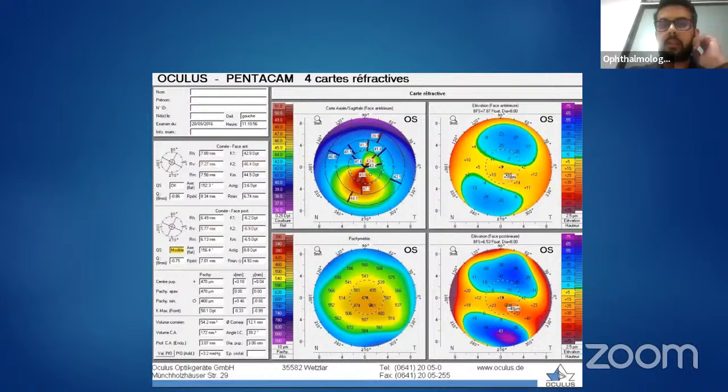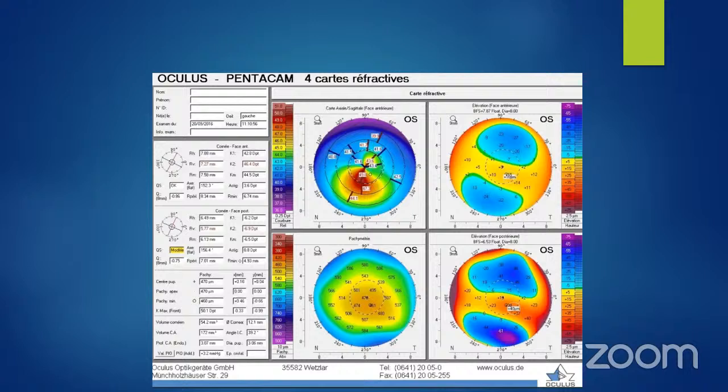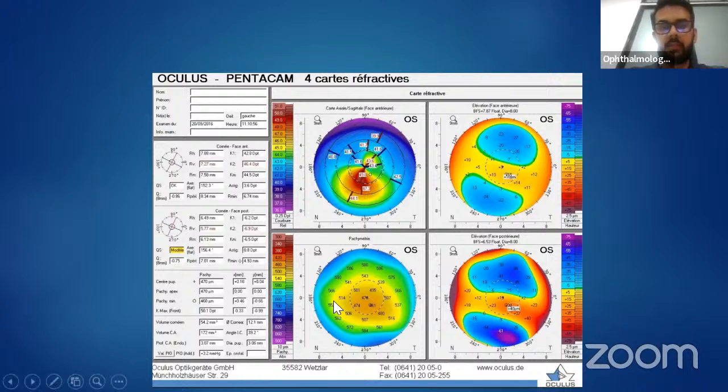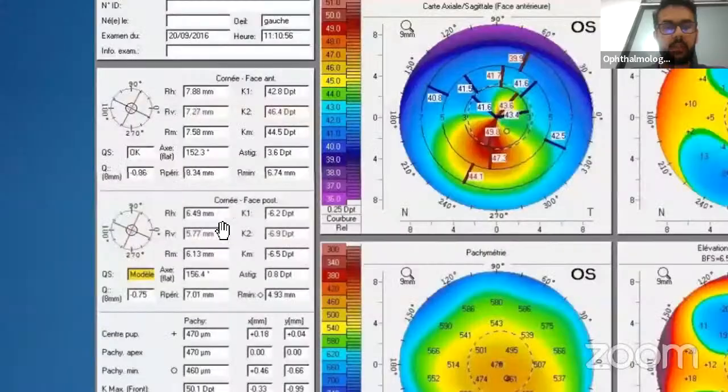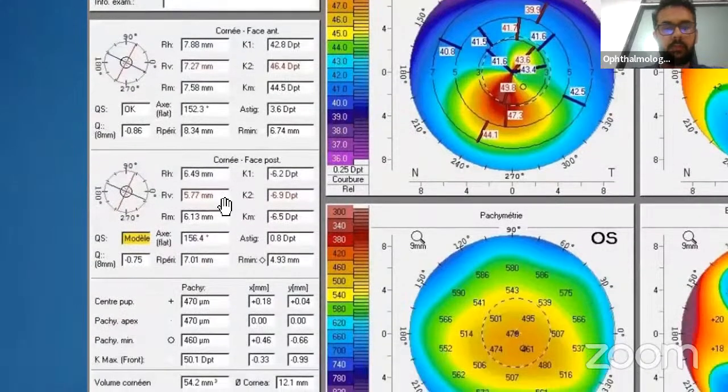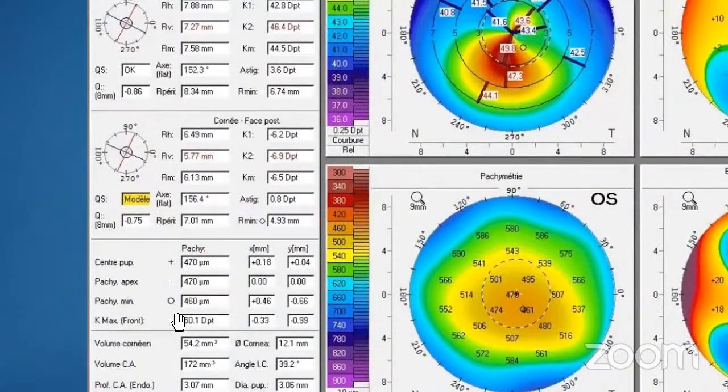Ma'am, it's looking like a keratoconus. Just nasal, two points would be focal steepening in the axial sagittal map. Inferiorly, about 49 diopters. The area corresponding to that in the pachymetry map is showing 474, and the pachymetry minimum is 460. Thinnest is 460, K max is 50.